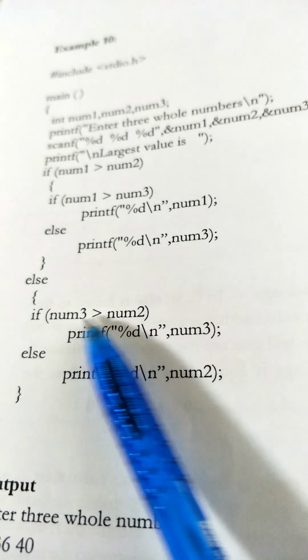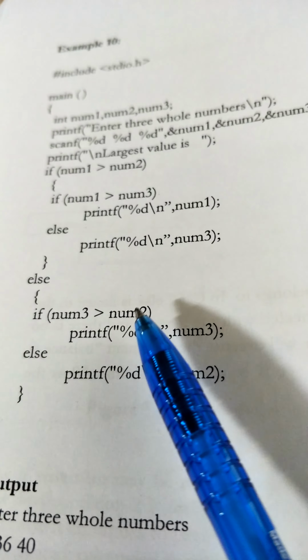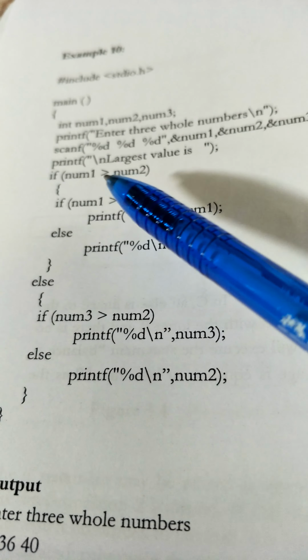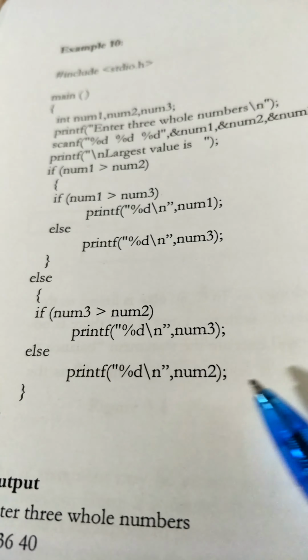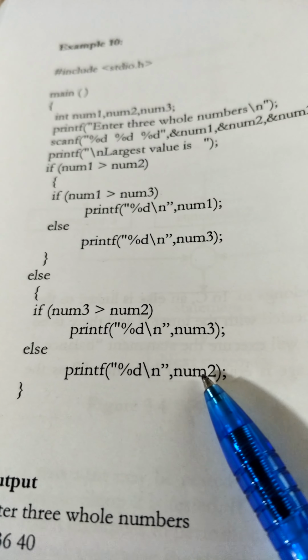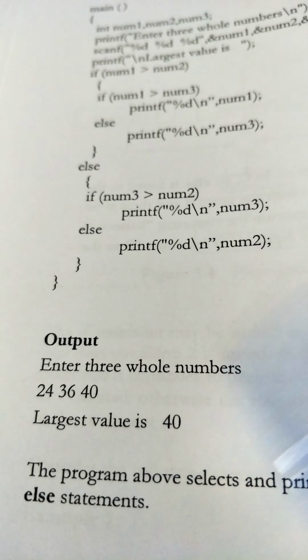If this is not the case, then the maximum is number 2, because num2 we have already compared with number 1. So we got the maximum, or the largest number, is num2. So that's the example of the outputs.